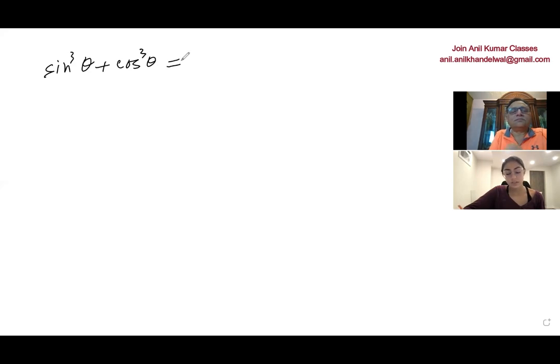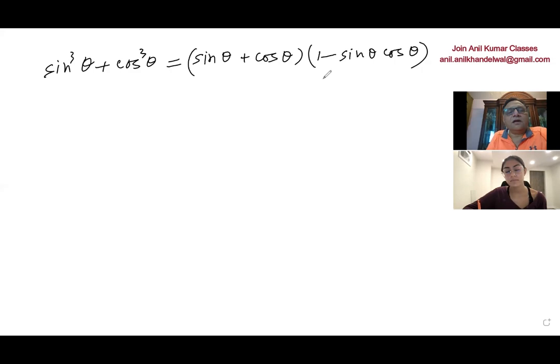Sine cube theta plus cos cube theta equals sine theta plus cos theta in a bracket, and then open another bracket, 1 minus sine theta cos theta. Correct. So to do this type of equation, what we need to remember is the formula. What is a cube plus b cube equal to?